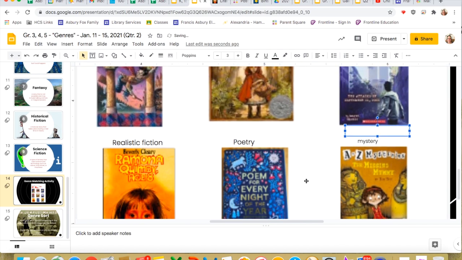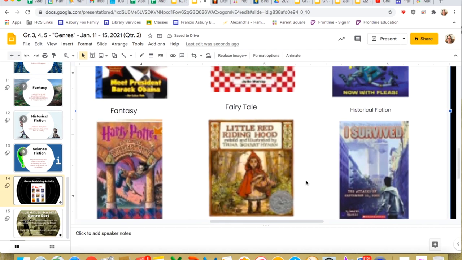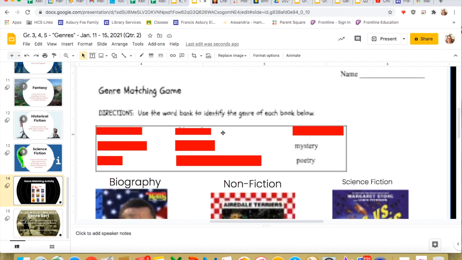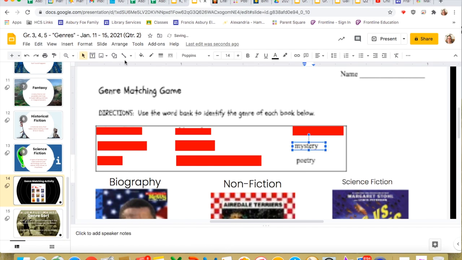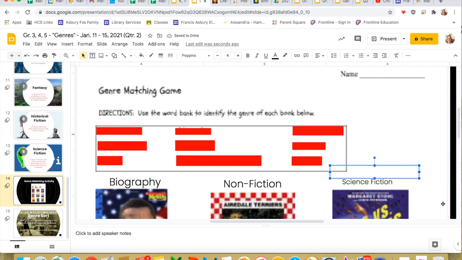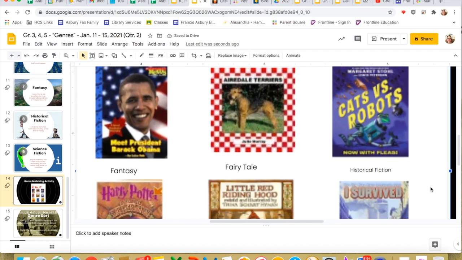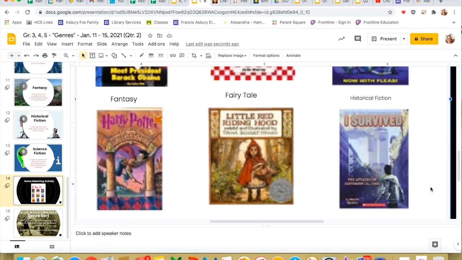Okay, excellent. So we have been able to match all of our books with their genre. So Miss T will mark off mystery, and I will mark off poetry. Okay, excellent. So we have been able to match every book with its genre.